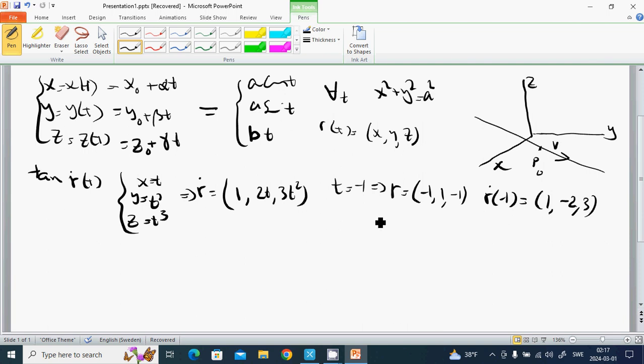The tangent line is (x plus 1) divided by 1 equals (y minus 1) divided by minus 2 equals (z plus 1) divided by 3.